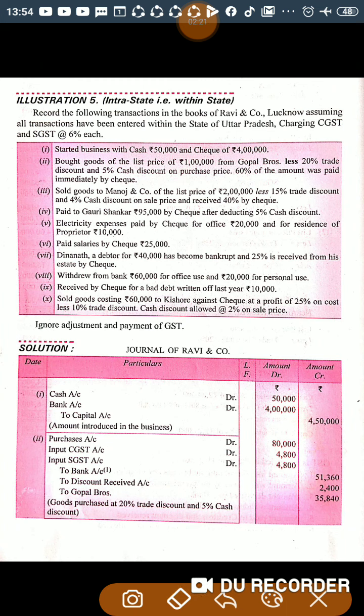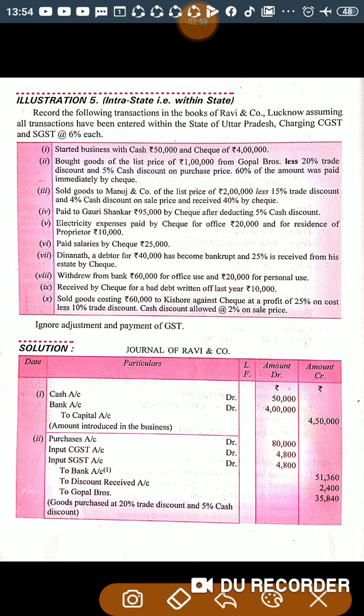Now today I would like to solve one more comprehensive problem, and again this is based on the intra-state transaction, that is, all the transactions take place within the state. So SGST and CGST will be involved. The question says, record the following transactions in the books of Ravi and Company, Lucknow, assuming all transactions have been entered within the state of Uttar Pradesh, charging CGST and SGST at 6% each. The first transaction: started business with cash 50,000 and cheque of rupees 4 lakh.